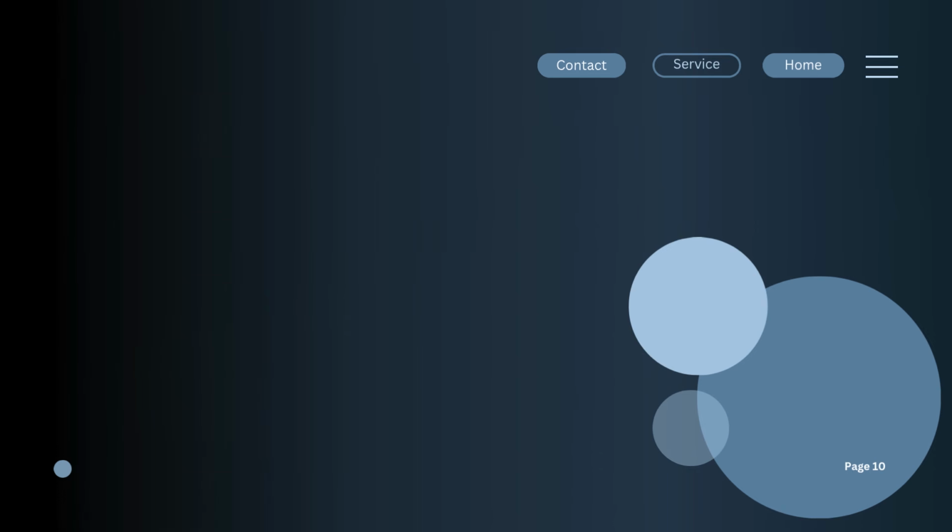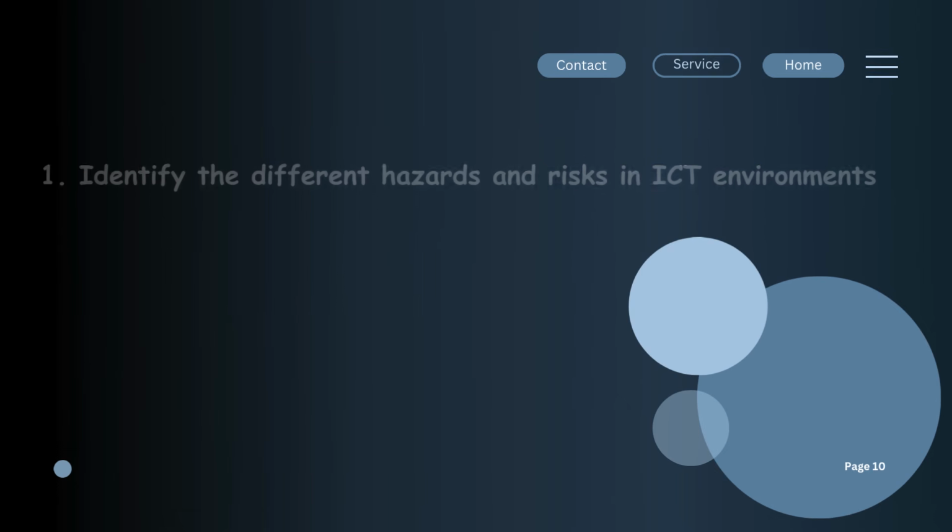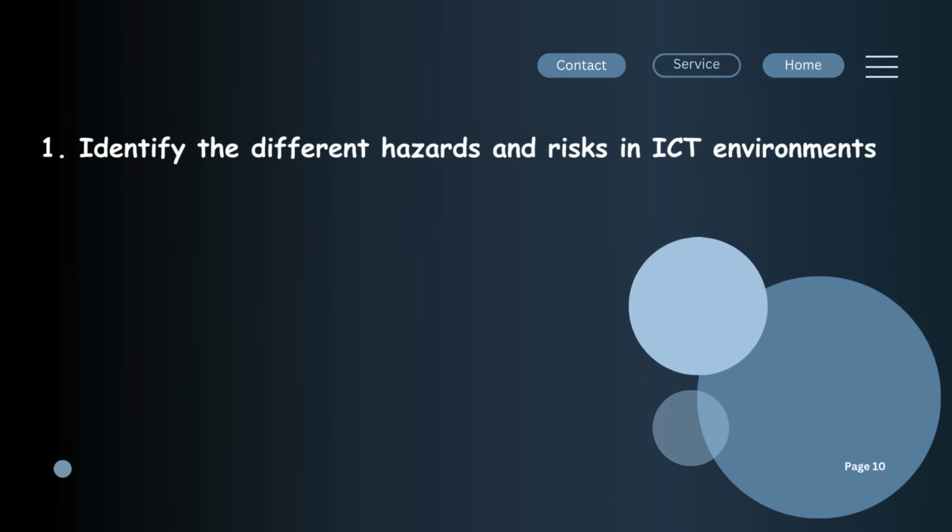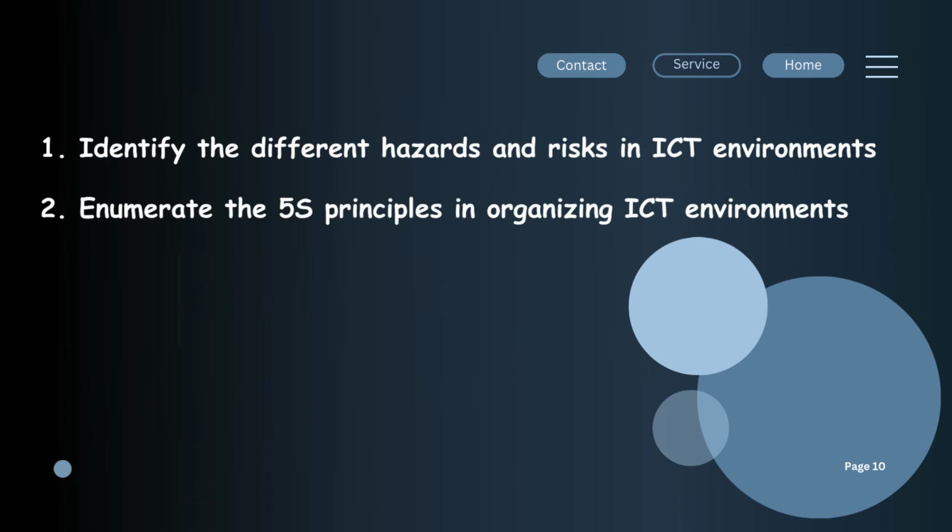Now, before we end our lesson, let's quickly recall what we've learned today. We were able to identify the different hazards and risks in ICT environments, things like electrical, physical, and chemical hazards that can affect both people and equipment. We also enumerated the 5S principles in organizing ICT environments: sort, set in order, shine, standardize, and sustain. These help us maintain a safe, clean, and efficient workspace.